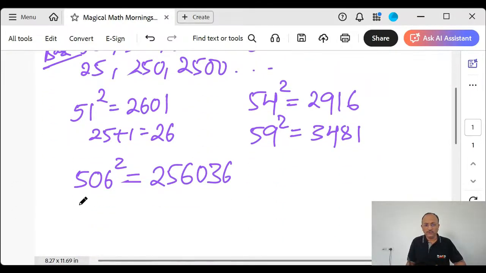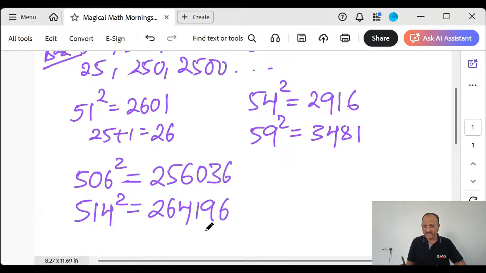Suppose you want to find the square of 514. What do we do? 250 plus 14 is 264, and 14 square is 190. Sorry, 14 square is 196. That's it. 264196.